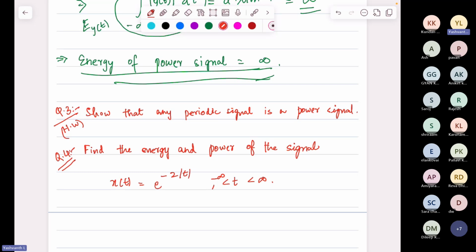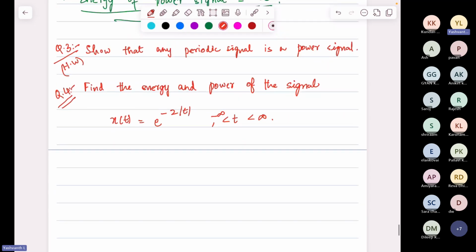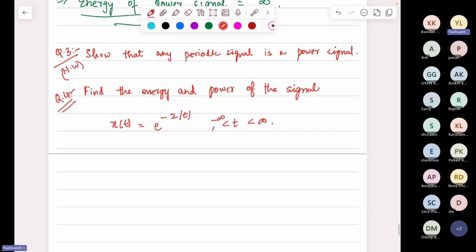Okay, so there is nothing very difficult about it. Just apply the definition of the energy formula and the definition of power. Just compute the integral. That's all. Okay, let's do that. Solution. Let's first compute the energy.